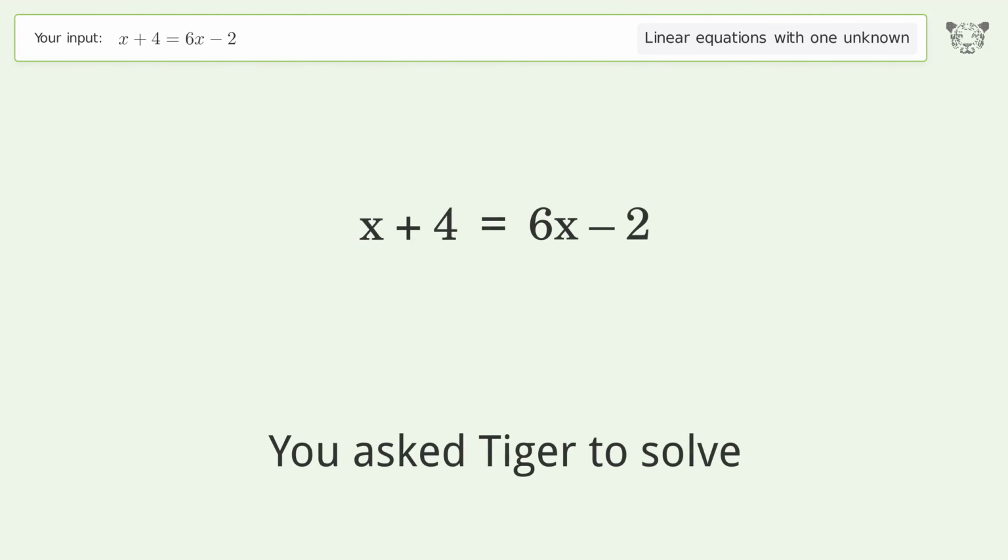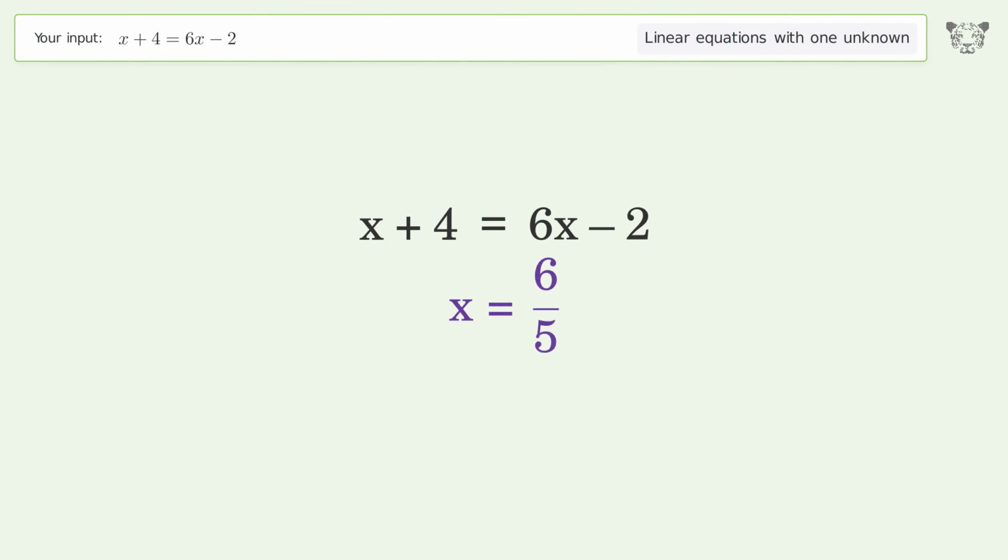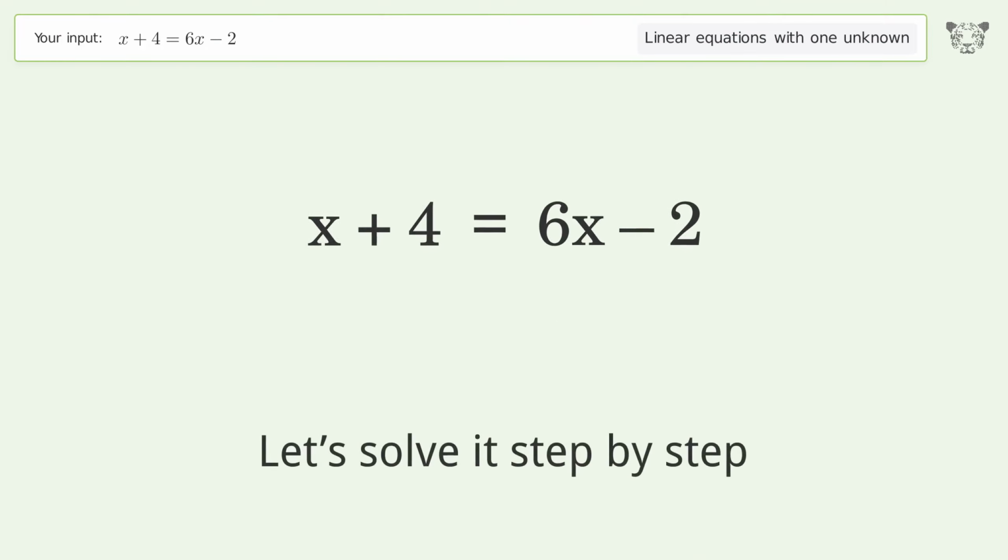You ask Tiger to solve. This deals with linear equations with one unknown. The final result is x equals 6 over 5. Let's solve it step by step.